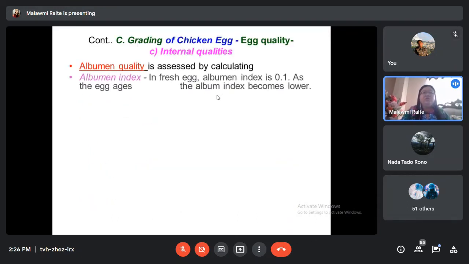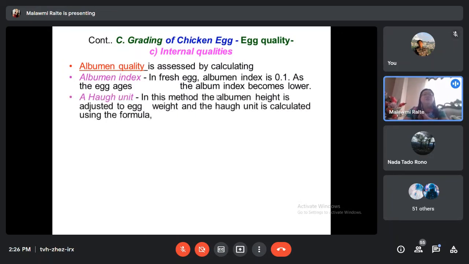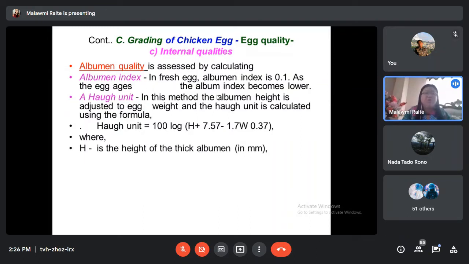Then the albumin quality can be calculated by using the albumin index. For fresh eggs, the albumin index is around 0.1. So when the egg becomes aged, the albumin index becomes lower. There is also a unit called the Haugh unit. In this method the albumin height is adjusted to the egg weight and the Haugh unit is calculated using a formula. The Haugh unit is equal to 100 log (H + 7.57 - 1.7 W^0.37). H indicates the height of the thick albumin, measured with slide calipers.